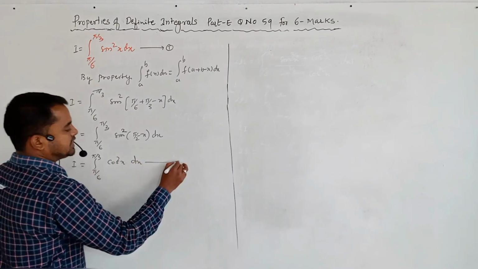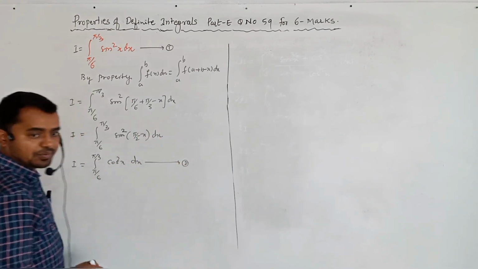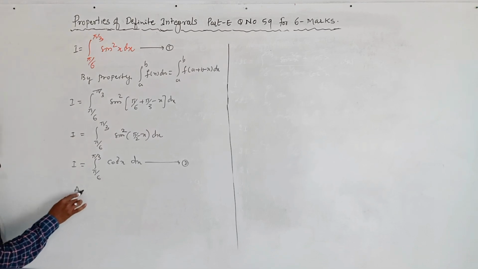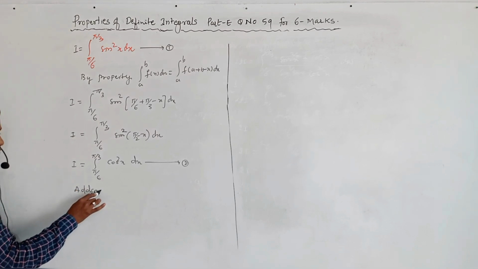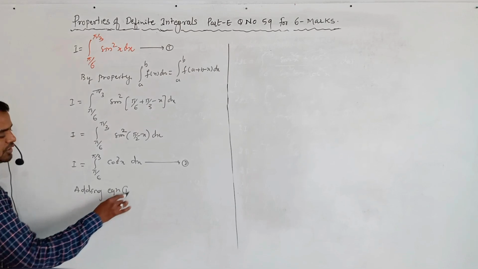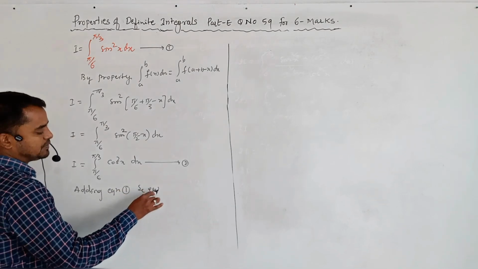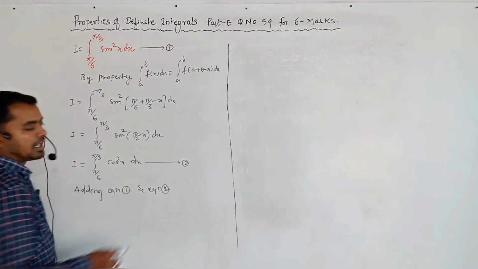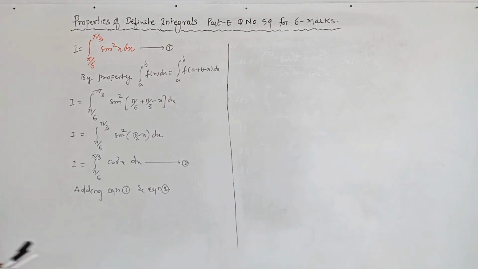cos square x dx. This is equation 2. Adding equation 1 and equation 2. Then I plus I is what? 2I.